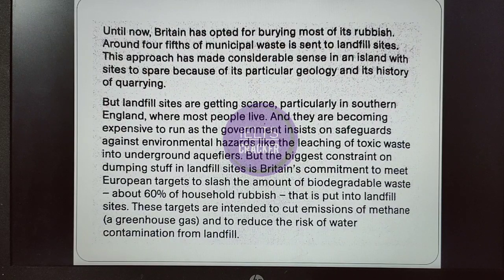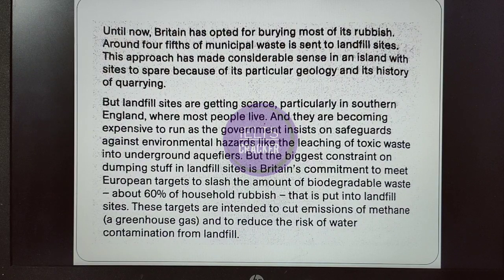These targets are intended to cut emissions of methane, a greenhouse gas, and to reduce the risk of water contamination from landfill. So till now what we have read, that as Britain has opted for burying the rubbish, it has led to the decline in the number of landfill sites, that is they're getting scarce. Scarce means getting less in number, and as a result they are also becoming expensive for the government. So the government has insisted on what? To safeguard against environmental hazards.